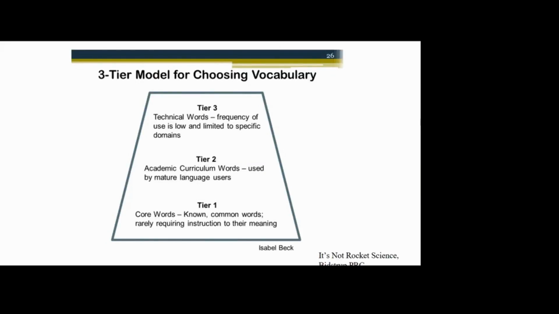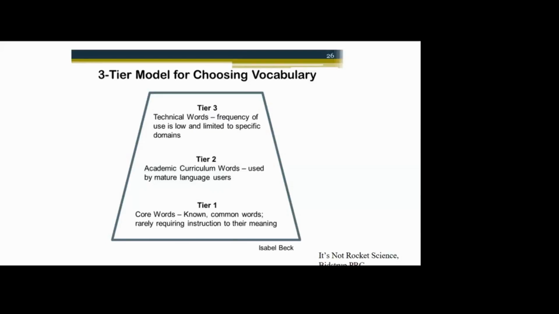Tier two words are more advanced academic curriculum words used by mature language users, such as conundrum, modification, assist, or elated. And tier three words are technical words whose frequency of use is low and limited to specific domains like atom, molecule, or equator. So general education quickly begins to focus on tier two and tier three words, because the core words, the tier one words, have for typically developing speakers already been acquired, right?